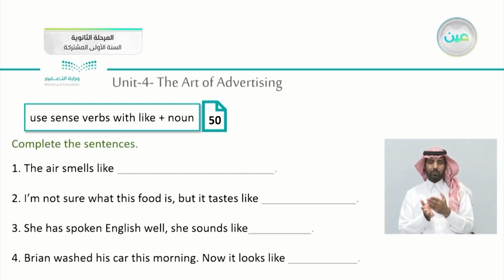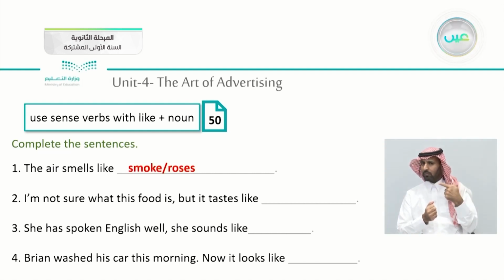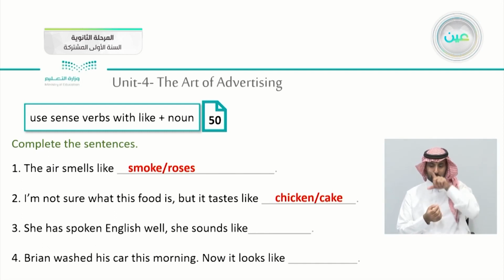Okay, let's try to do this exercise. Complete the sentences. The air smells like something. Smells like smoke. Smells like roses. We have also, I'm not sure what this food is, but it tastes like, I'm trying to guess, it tastes like chicken, cake, the thing that you can taste.